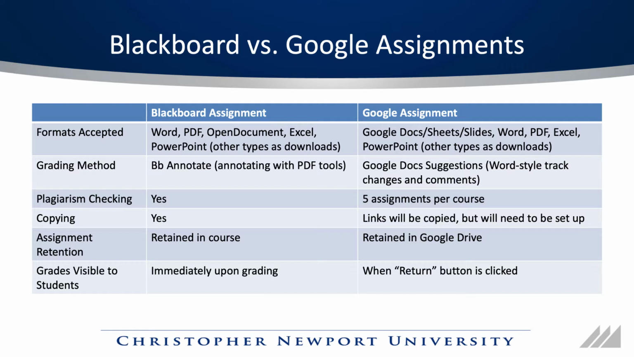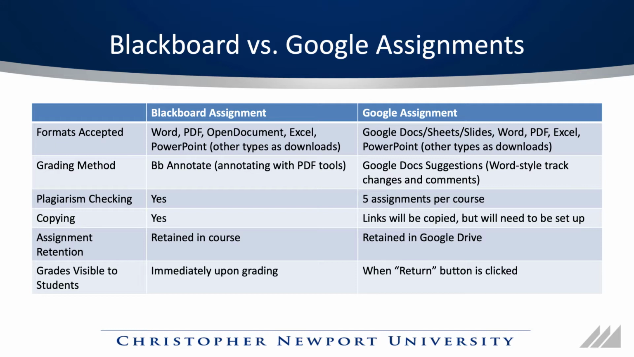Blackboard assignments provide plagiarism checking through SafeAssign. You can use it as many times as you'd like. Google assignments provide plagiarism checking as well, but you're limited to 5 per course. You can copy Blackboard assignments between classes. However, if you copy Google assignments, the link itself will be copied, but you'll actually have to click it and go in and set it up each time.